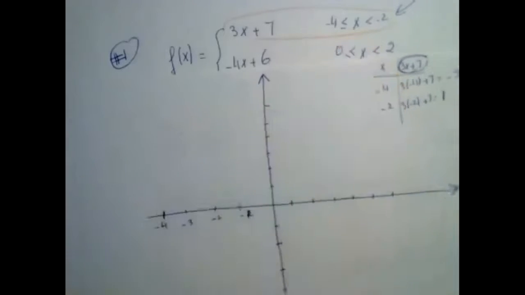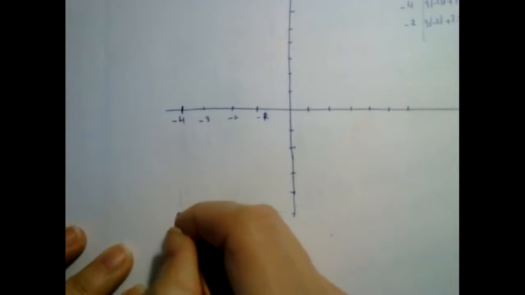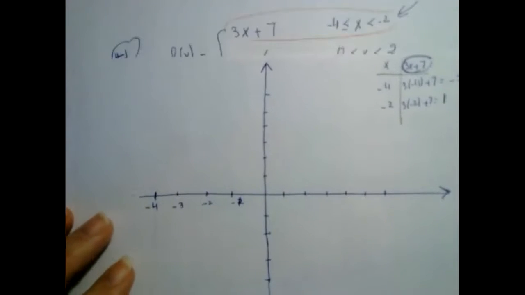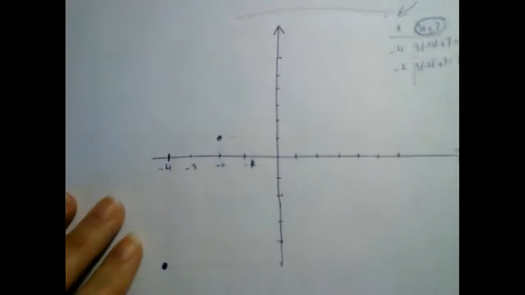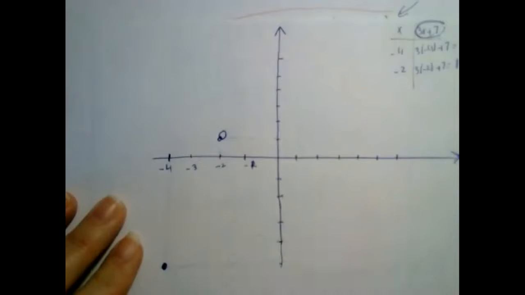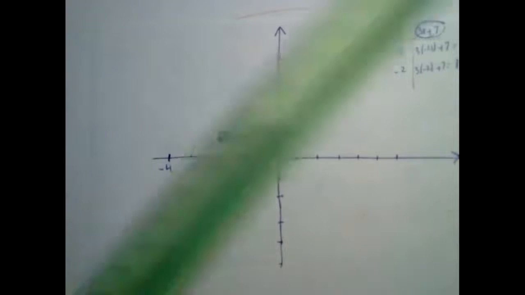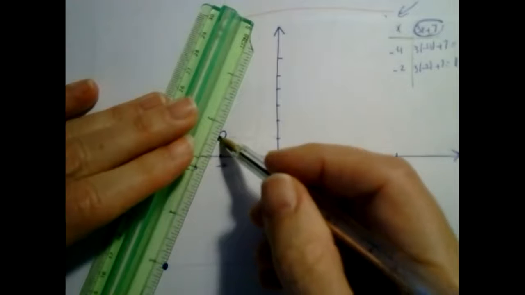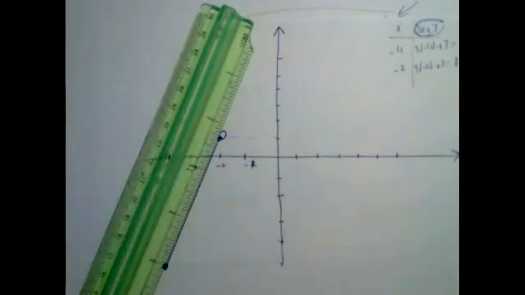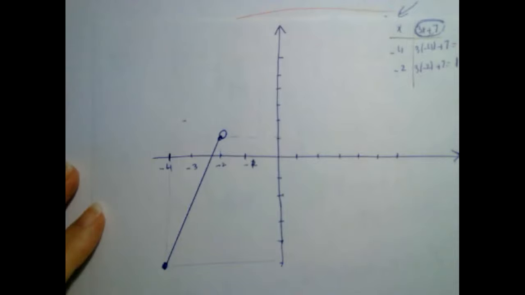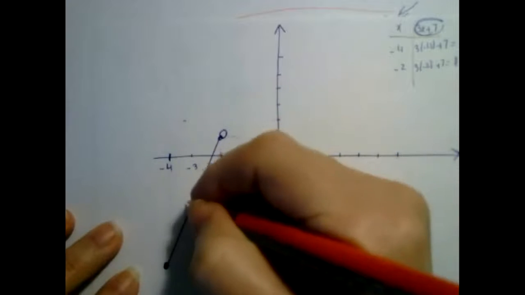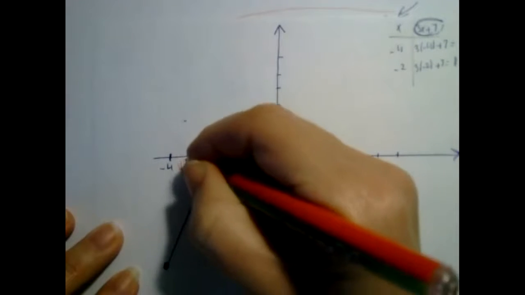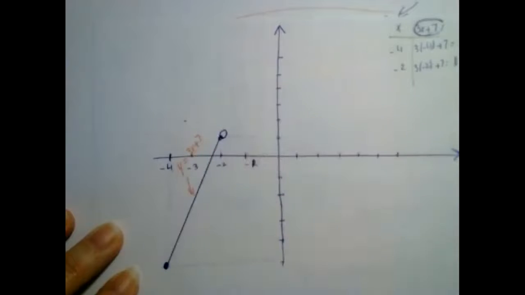And since there is equality here, close my circle, up to -2. At -2, I am at 1. And it's open because -2 is not included. And the rest, I just join those 2 points. I basically take my ruler and I connect. And I stop right there. So that's the output when the input is between -4 and -2. So this is basically, for me, y equal 3x plus 7.